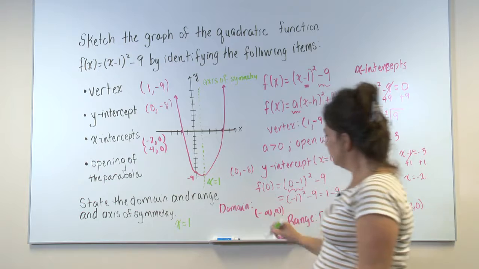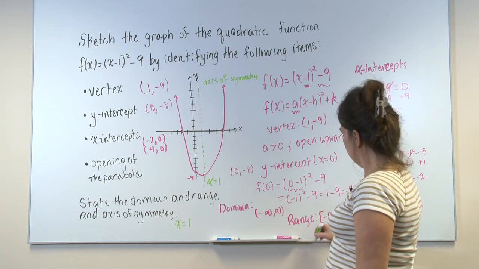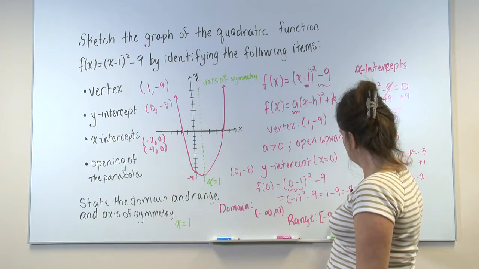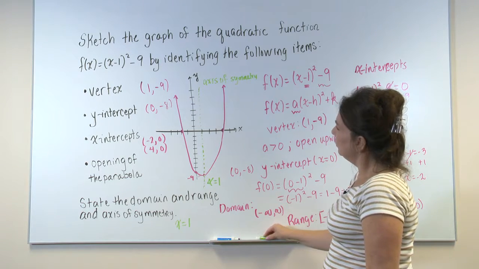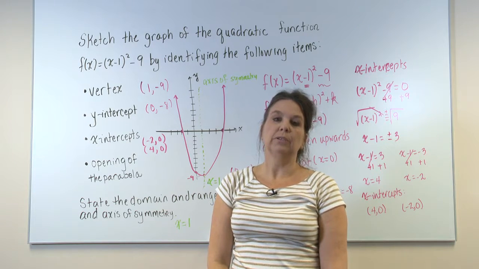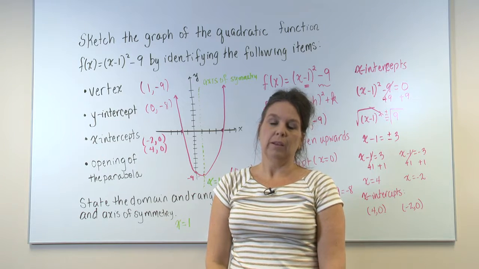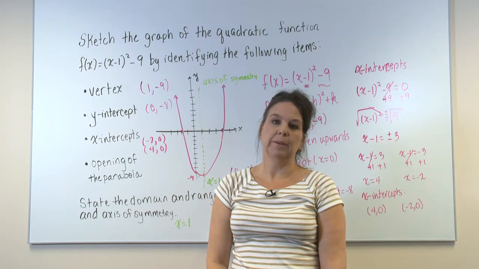The domain was all real numbers, negative infinity to positive infinity. The range was negative 9 to infinity. So we have sketched the graph of f of x is equal to (x minus 1) squared minus 9, as well as identified some key elements of the graph.